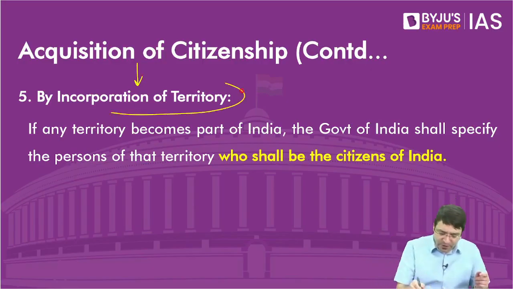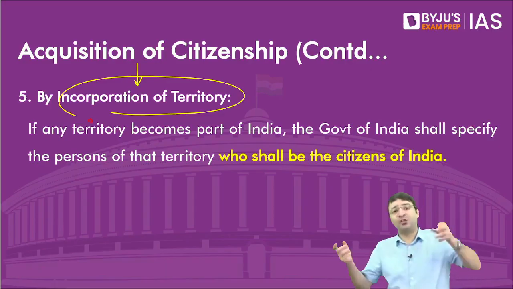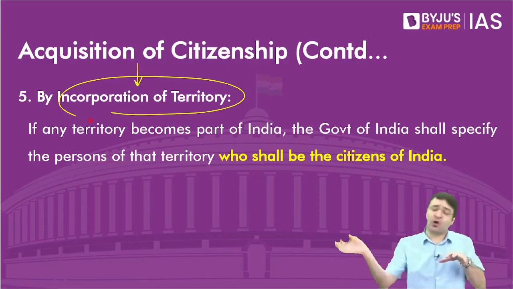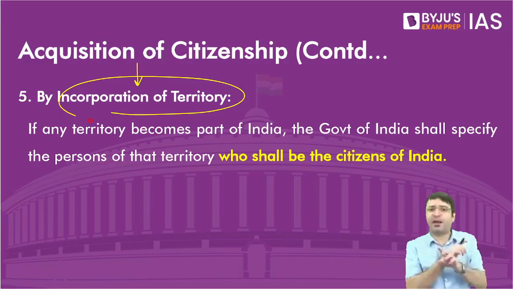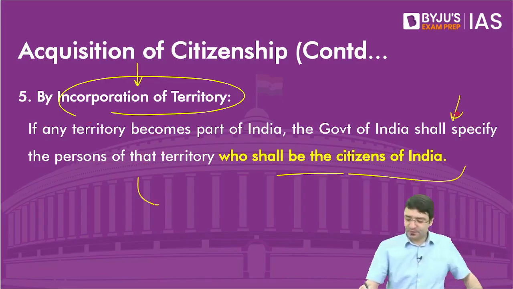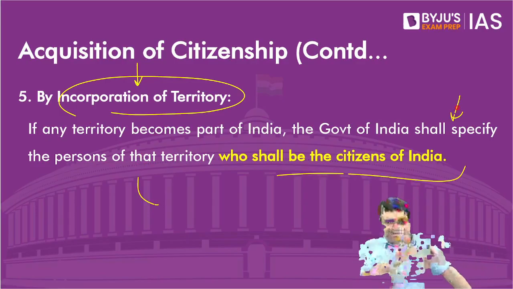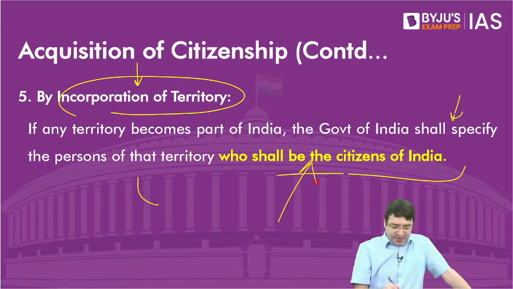That means when you incorporate a foreign territory, that does not mean all their residents automatically become Indian citizens as well. No, the central government will specify who these individuals in that incorporated territory are. Who are these who can become the citizens of India?